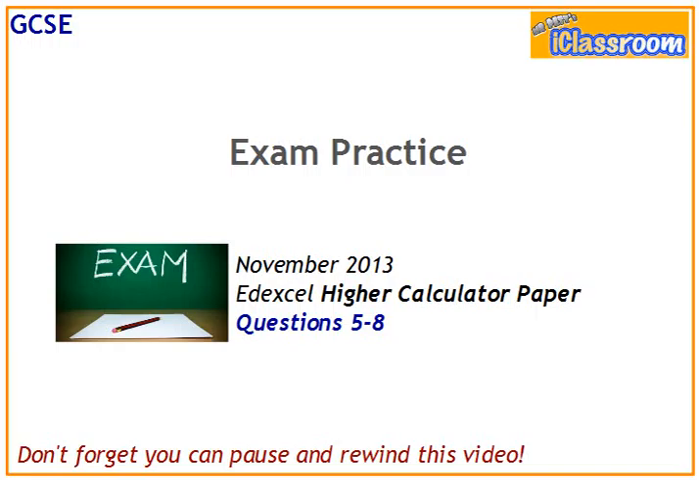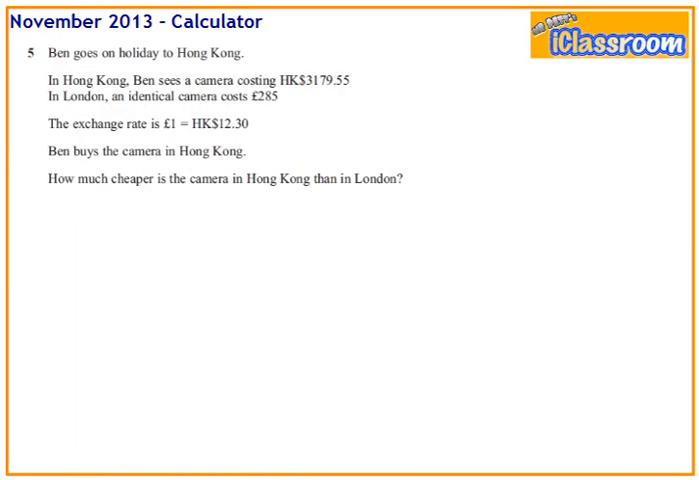Here we have questions 5 through 8 of the November 2013 Higher Tier Calculator paper. So an exchange rate question, another classic for our calculator paper. Again, two different methods that we can use to do this, so I'll just split my screen in two.